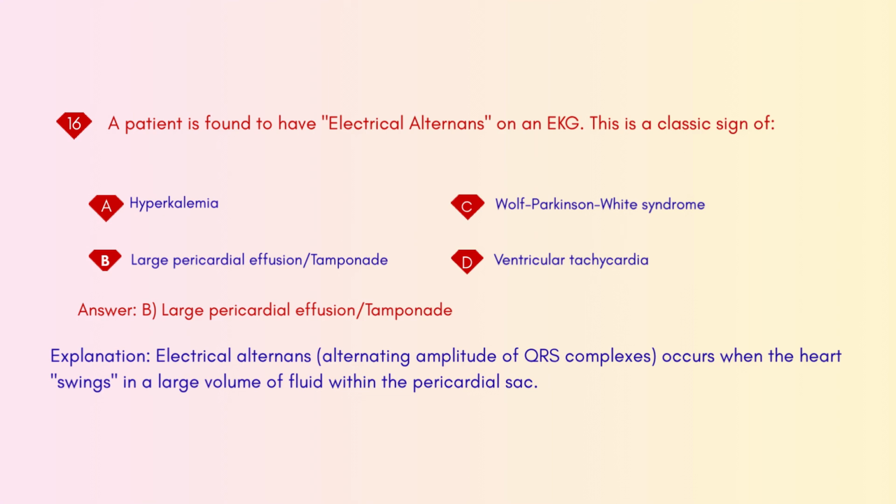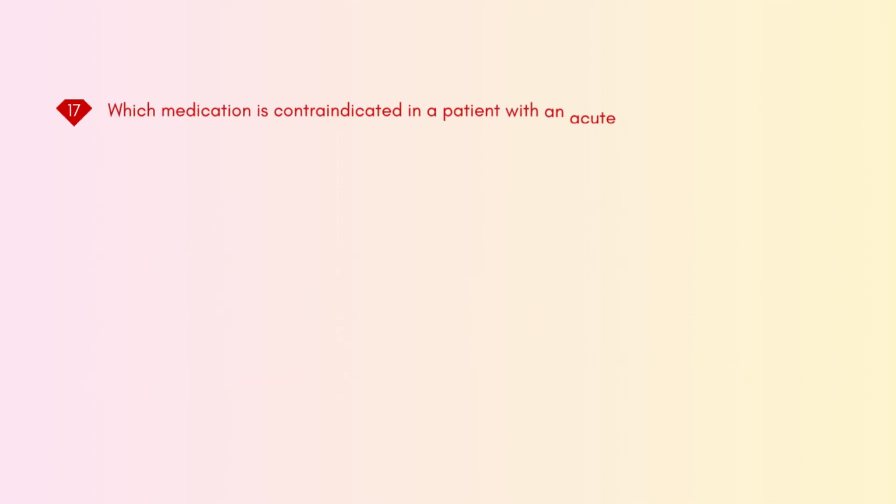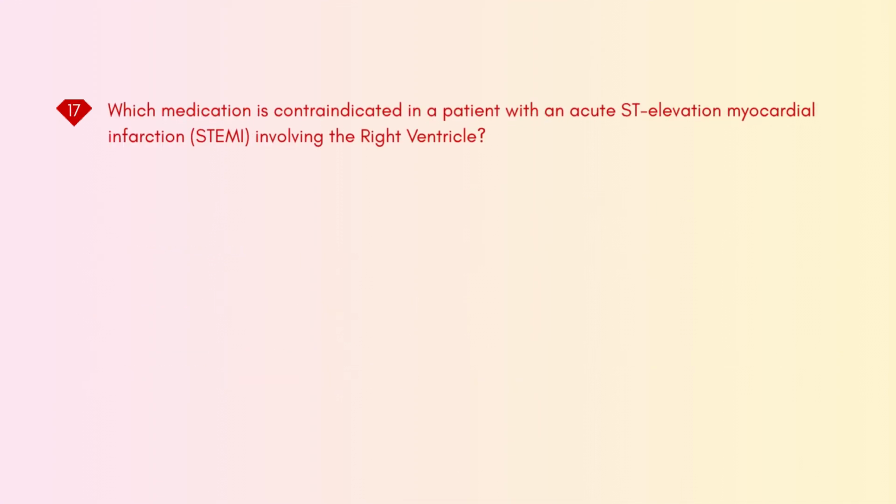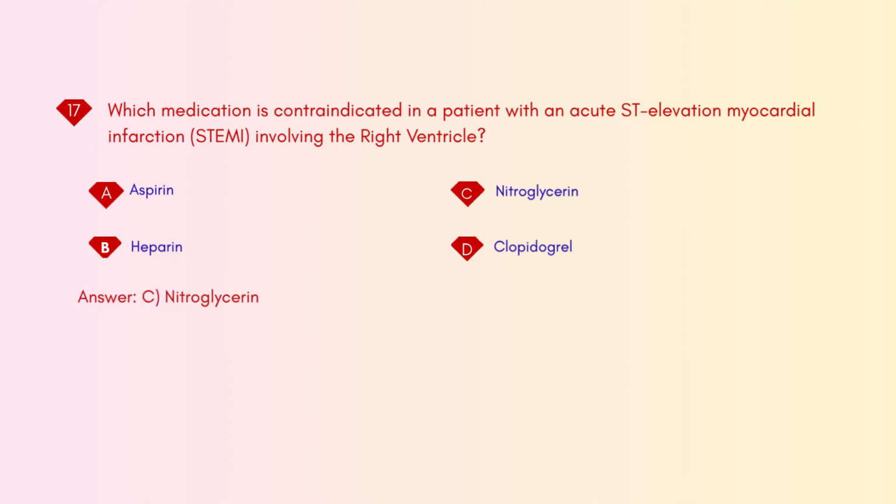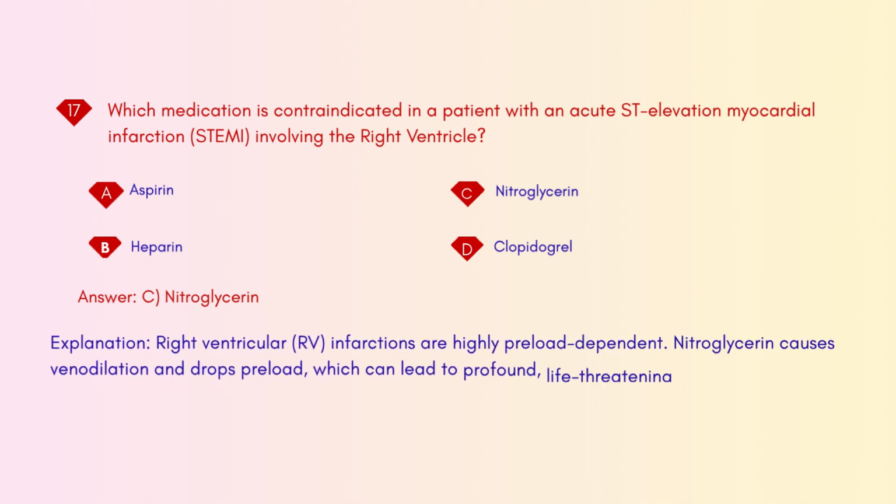Which medication is contraindicated in a patient with an acute ST elevation myocardial infarction, STEMI, involving the right ventricle? A. Aspirin. B. Heparin. C. Nitroglycerin. D. Clopidogrel. Answer, C. Nitroglycerin. Explanation: right ventricular, RV, infarctions are highly preload dependent. Nitroglycerin causes venodilation and drops preload, which can lead to profound, life-threatening hypotension in these patients.